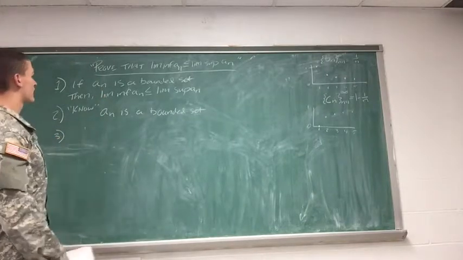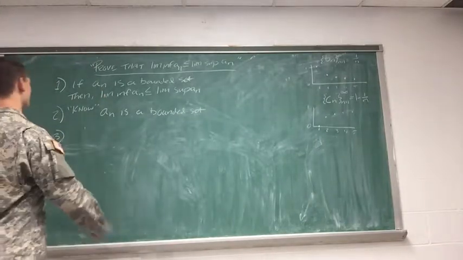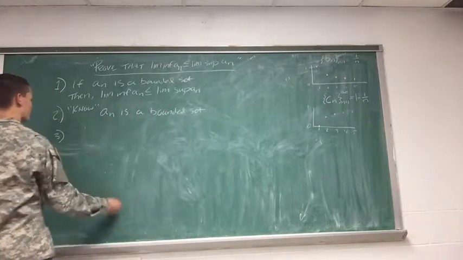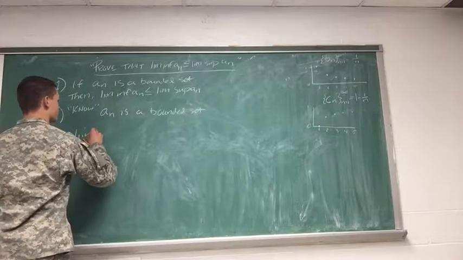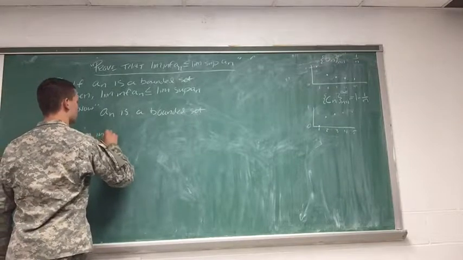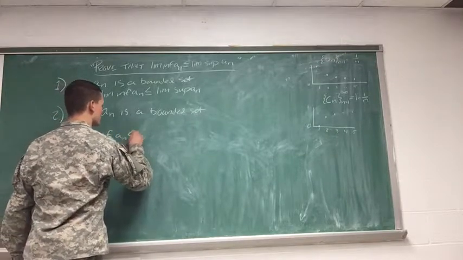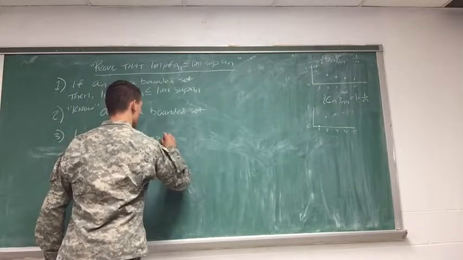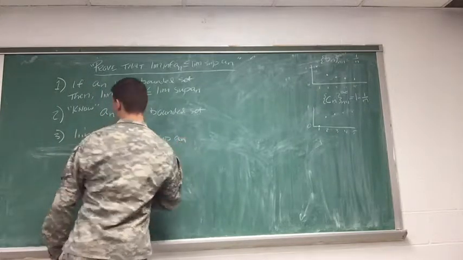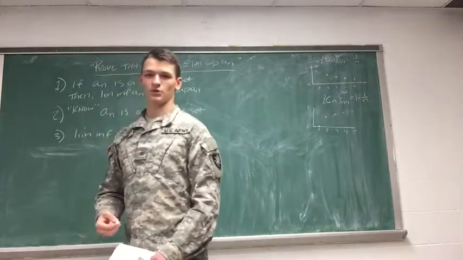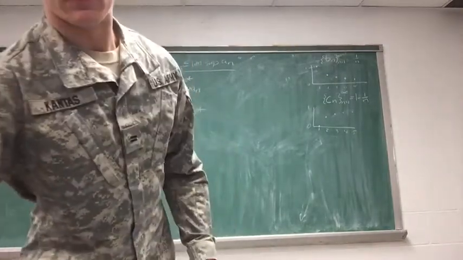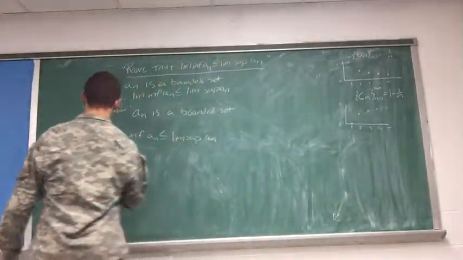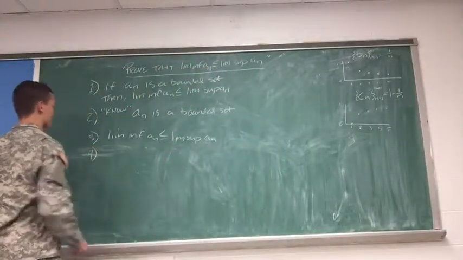I'm going to write down everything after the word then. So this is going to be the things that I want to show. Given this, I want to show that the limit inf of A sub n is less than or equal to the limit of the sup of A sub n. Wonderful. So step 4, we're going to backtrack just a little bit. And we're going to expand the things that we know.